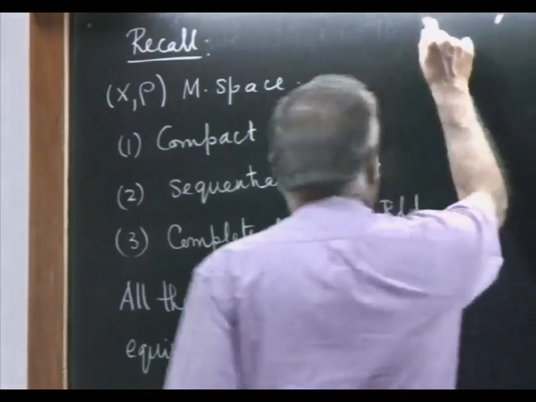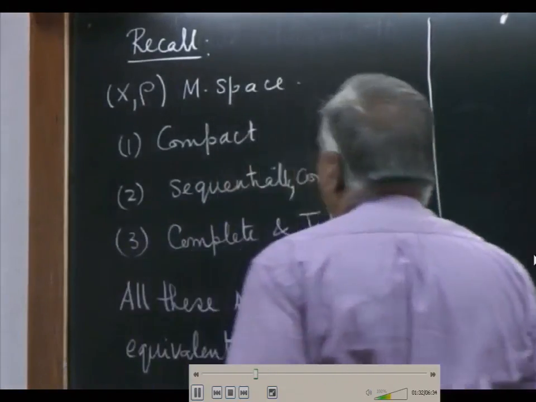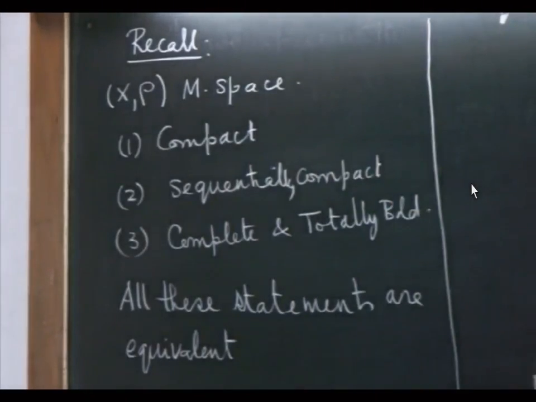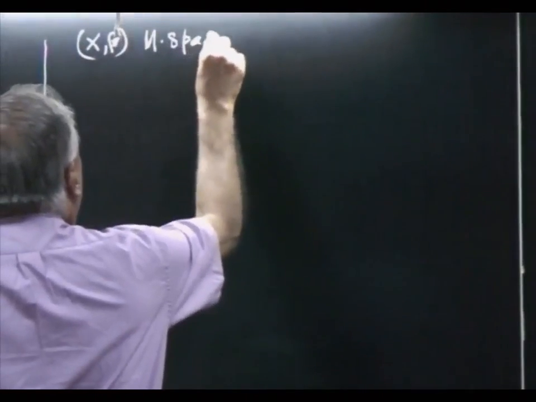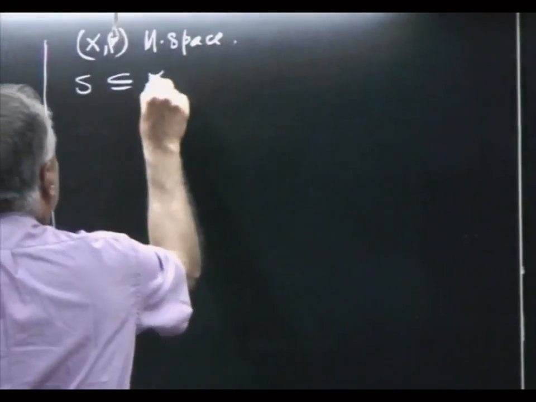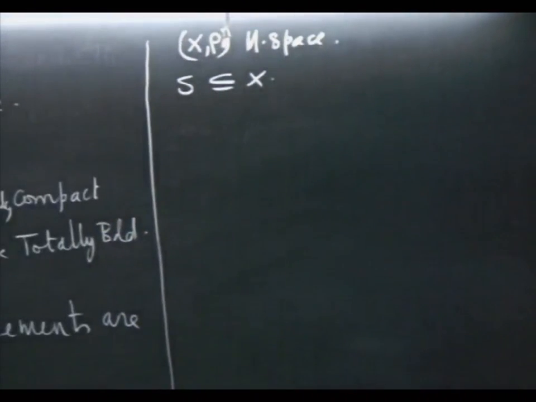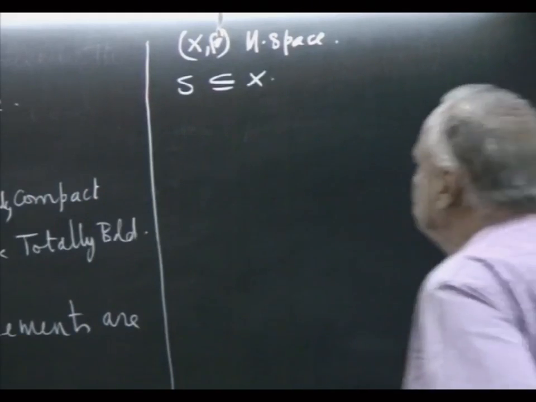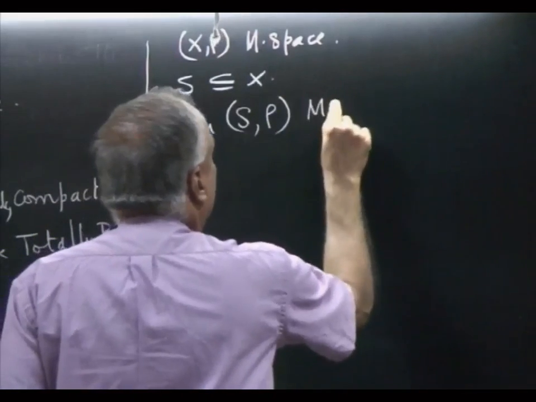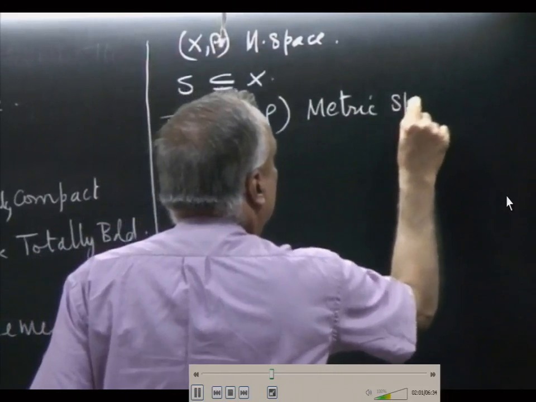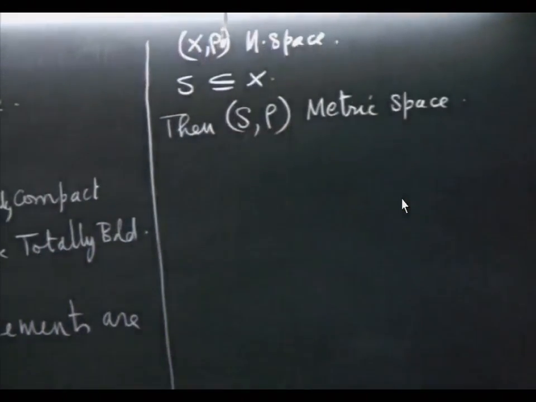So now what I would like to look at before we go to some one or two quick examples is, suppose (X, rho) is a metric space, and suppose S is a subset of X. We take a part of the big universe and that part itself can be thought of as a universe within the universe, then (S, rho) becomes a metric space. This is called a subspace.